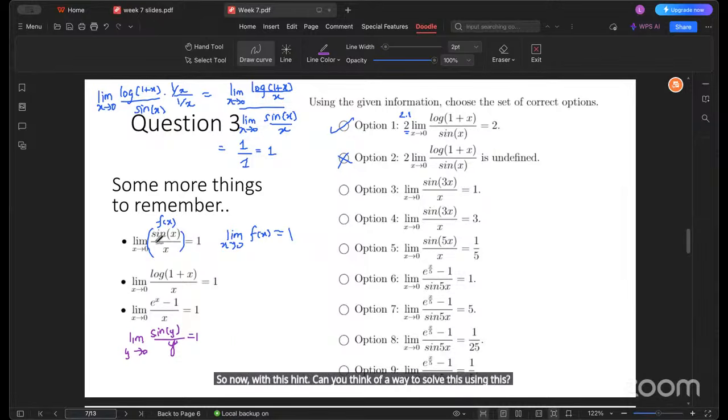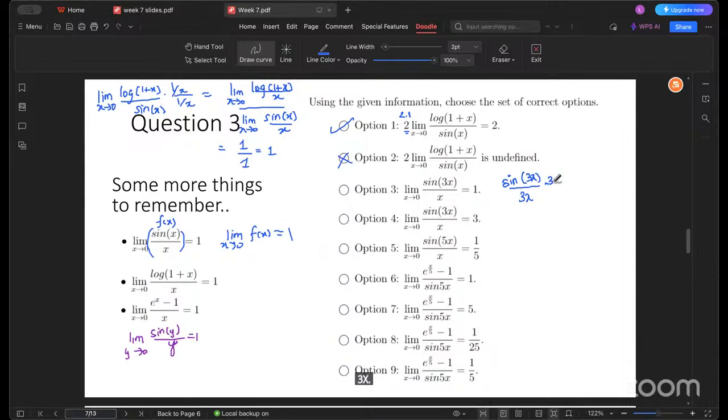We can multiply and divide by 3. Multiply and divide by what? By 3. Yes. Okay, so let's do that. If we divide by 3, we will get sine of 3x by 3x into 3. So now, what do you know about this part? This will become 1, and then it will become 3.